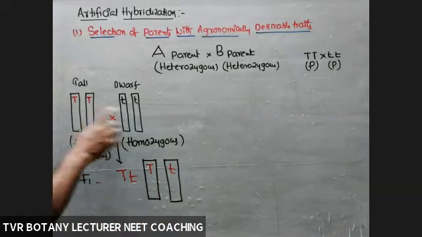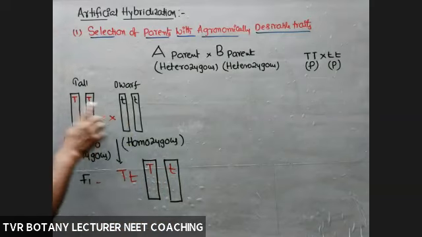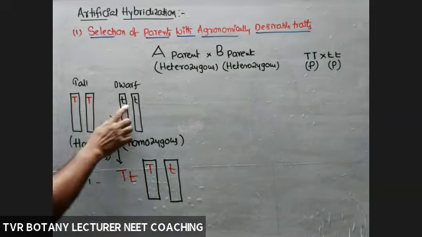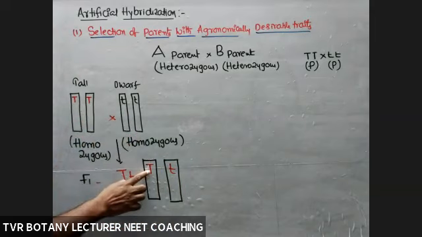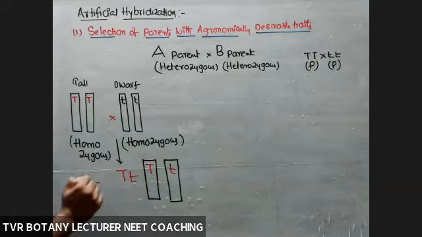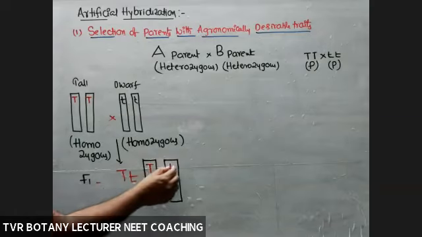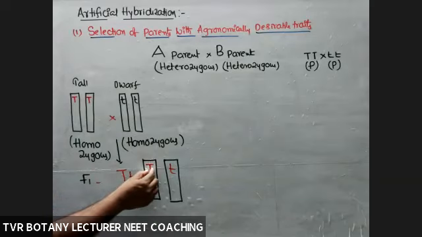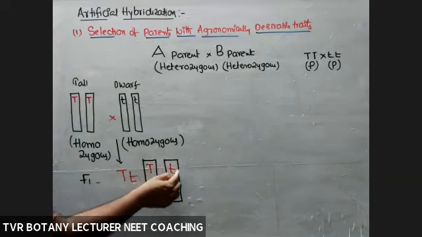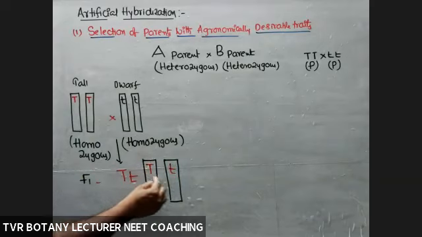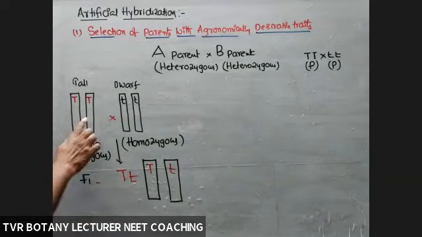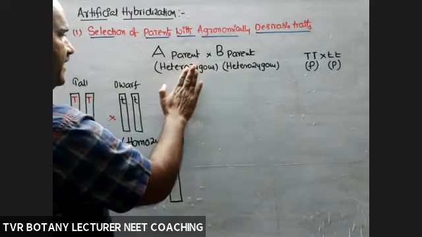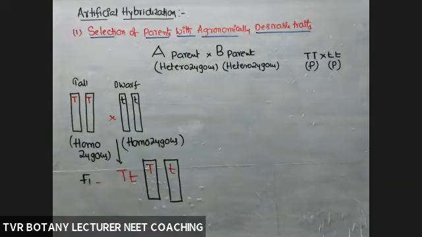Homozygous. Pure. Pure means same type or not? Same type. This one is not pure. Impure. What is that impurity? Capital T, small t. Dominant allele, recessive allele in the same homologous region. Okay, is it clear? So homozygous. This one is heterozygous. Now both the parents are in heterozygous condition.